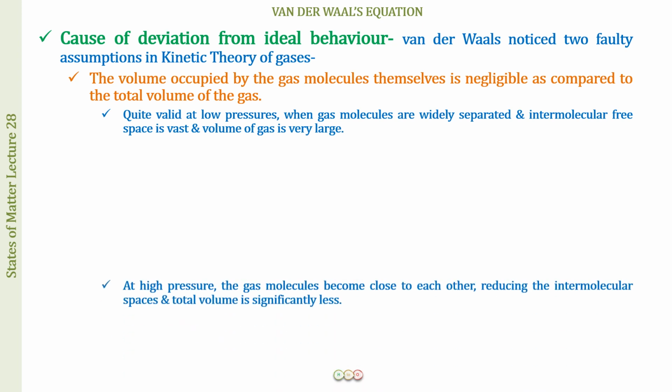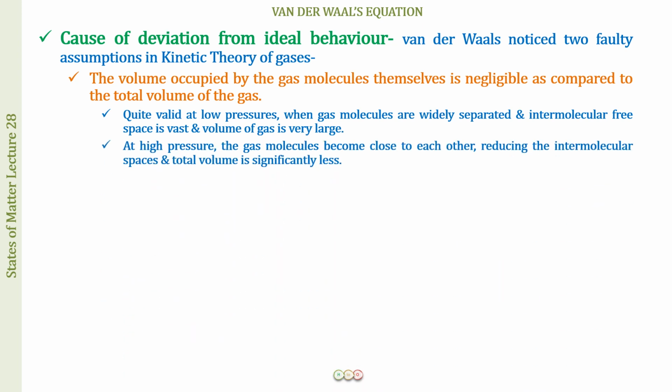So when the pressure is high, the gas molecules will come close to one another. The intermolecular spaces are going to be less, and the total volume of the gas is going to be less. And when the total volume of the gas is less, we cannot ignore the volume of the gas molecules, because the volume of the gas molecules is going to remain the same.